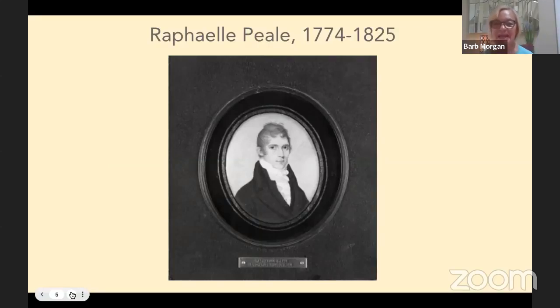So it looks like it might have even been a pendant size or something like that. Now, the other result, he studied initially with his father, Charles, with whom he also collaborated with portraits. And then Raphaelle on his own took trips to other places.